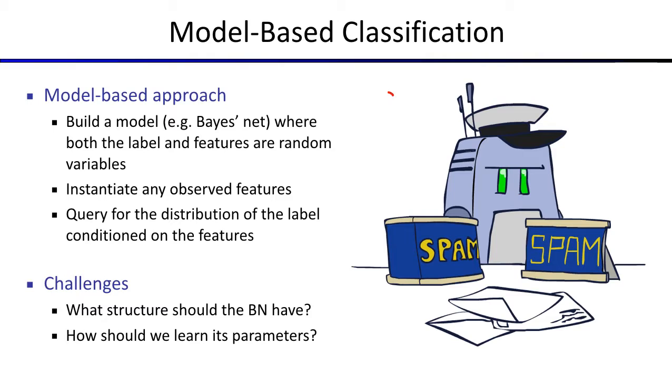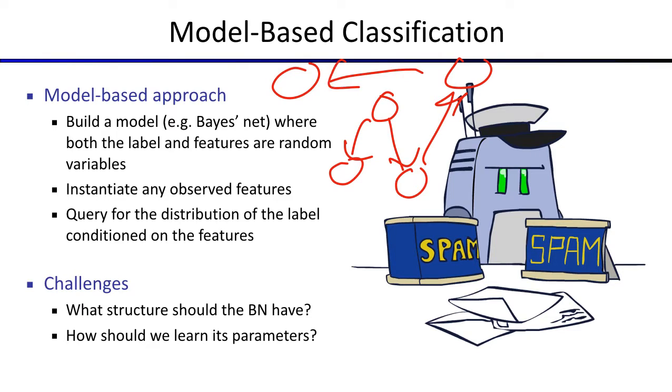Having picked some Bayes net structure, and you'll see what structure we pick in a minute, one of these variables is going to correspond to the label that we're trying to assign for our classification task. All of these other things are going to be feature values. What I ultimately want to predict is the distribution over the label given the feature values. So what we have to learn is all of the conditional probability tables that define this Bayes net. And what we have to decide ahead of time, before we even start learning, is what structure that Bayes net should have.